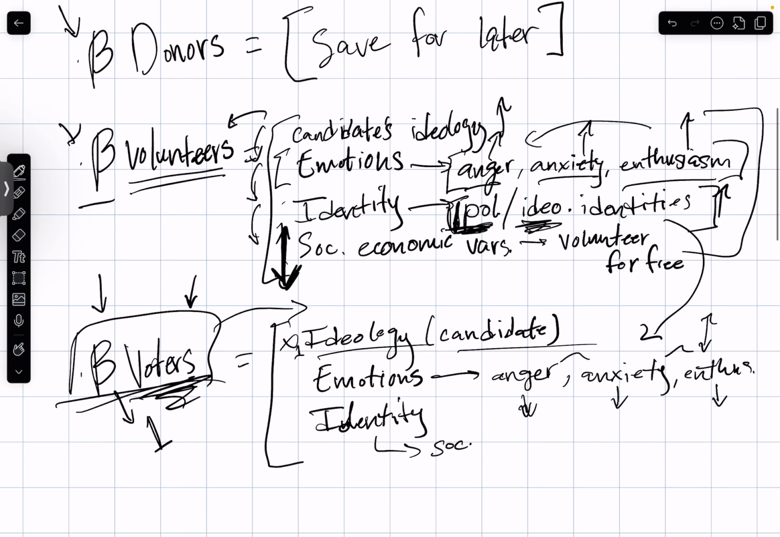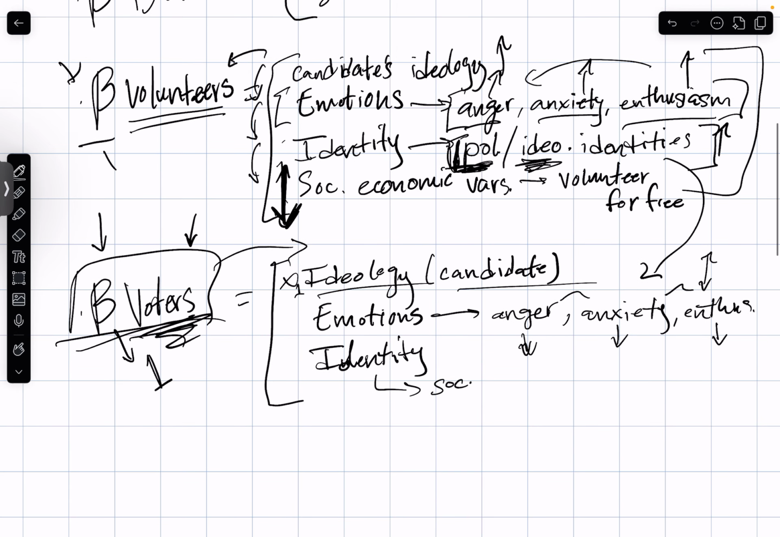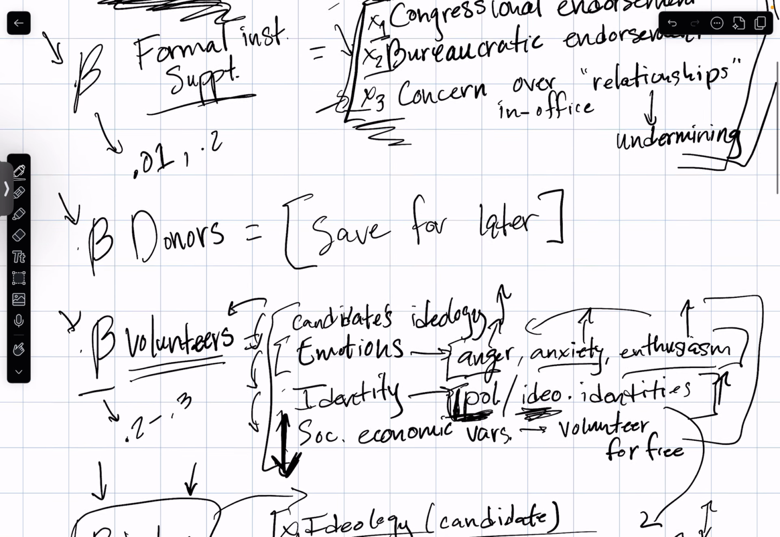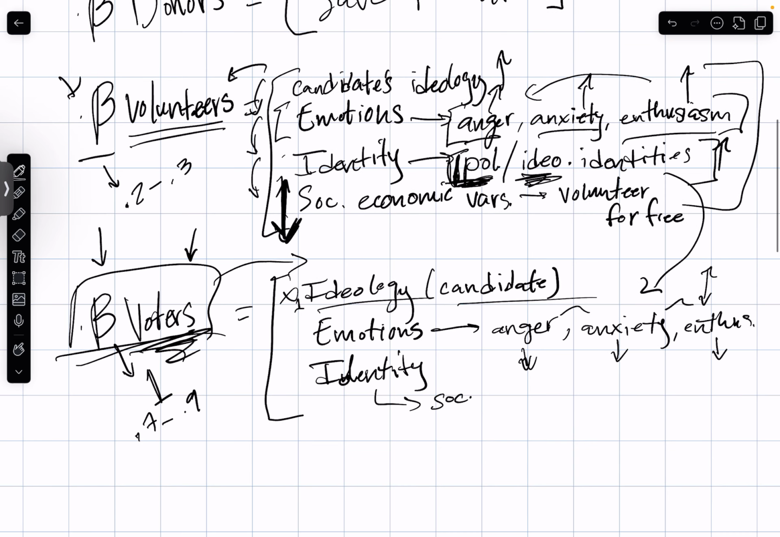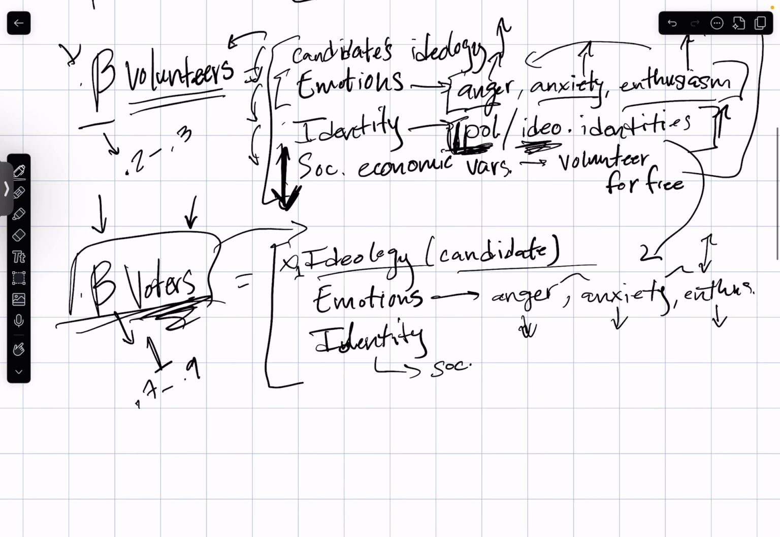And I should mention, before I get too far and I forget again, I would say that these beta coefficients are probably similar for both candidates. I don't have an actual number for them, but I'm going to guess that volunteers matter probably at 0.2 to 0.3 out of 1. And voters obviously are still going to matter a lot, probably 0.7 to 0.9. And we're not adding up to 1 here, but that's okay. Sometimes that happens.